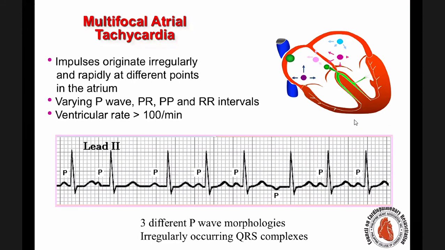okay? So for a diagnosis of multifocal atrial tachycardia, you must have three different P wave morphologies and it's an irregularly occurring narrow complex QRS. Okay?